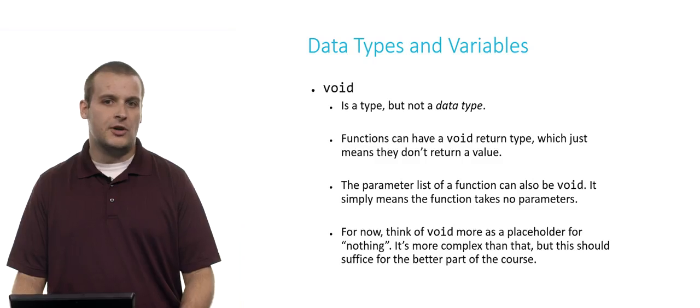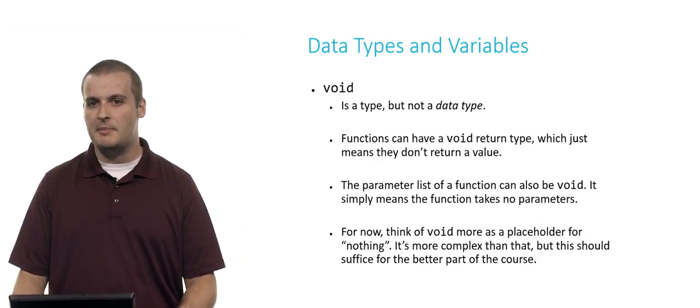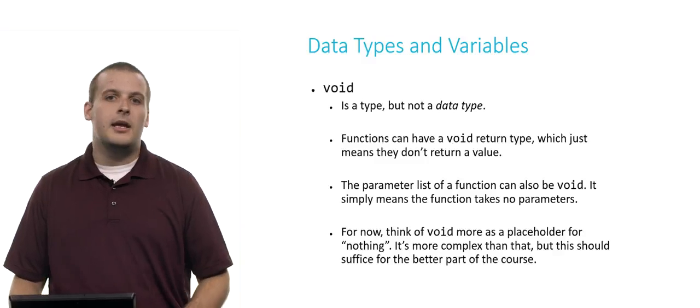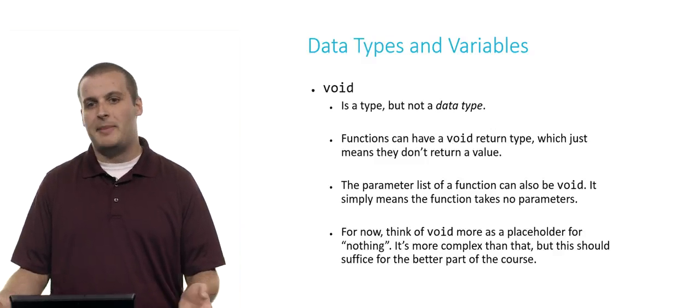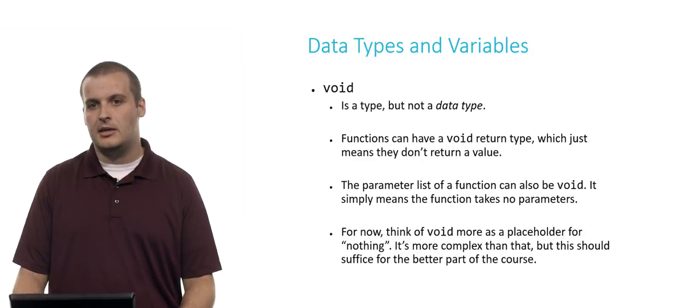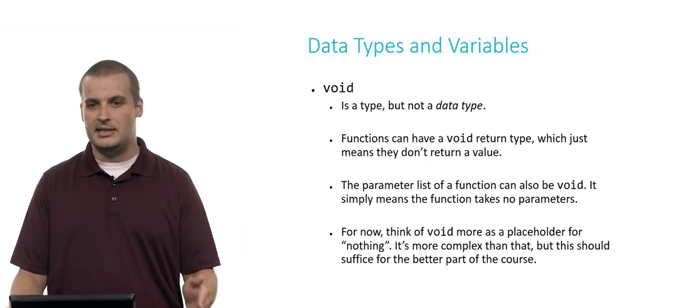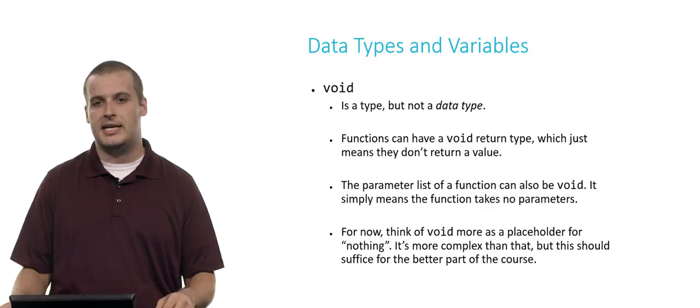The parameter list of a function can also be void, and you've also seen that quite a bit in CS50 too. Int main void, does that ring a bell? Basically what that means is that main doesn't take any parameters. There's no arguments that get passed into main. Now later on we'll see that there is a way to pass arguments into main, but so far what we've seen is int main void. Main just doesn't take any arguments, and so we specify that by saying void.